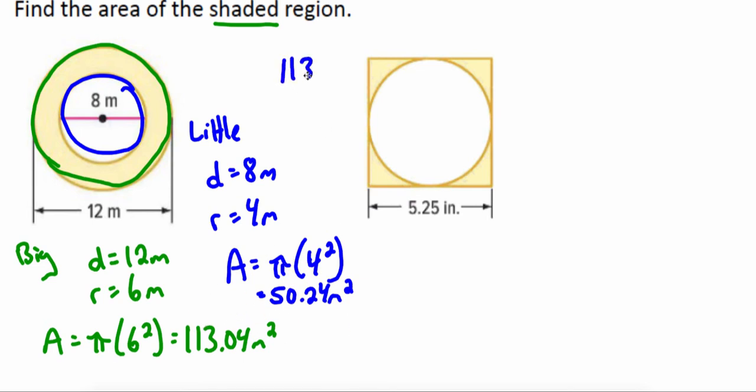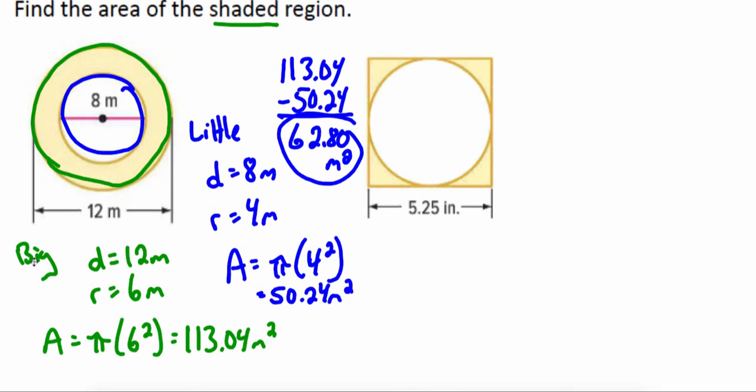So 113.04 minus 50.24, and I get an answer of 62.80 meters squared. So find the area of the big shape, then find the area of the little piece, the part that's missing. Since it was taken away from the big shape, I subtract it away.